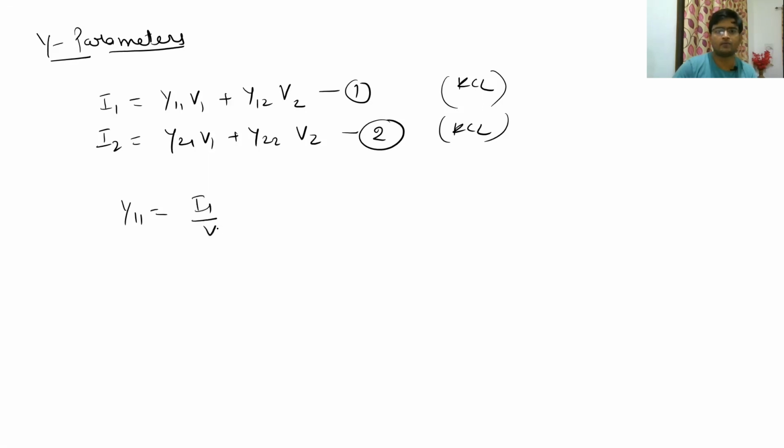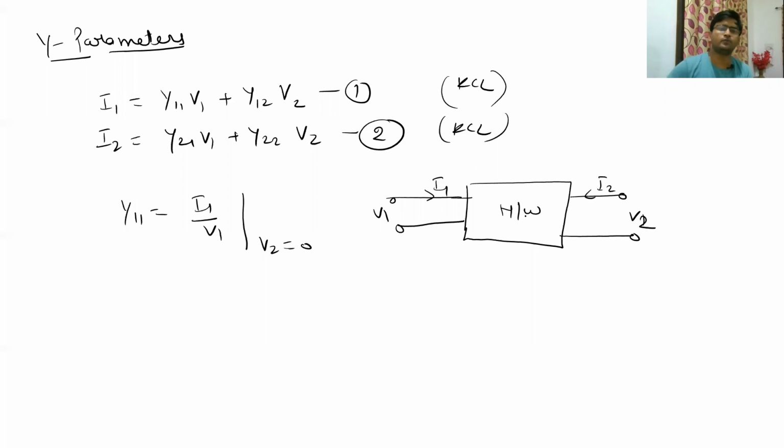Y11 will be I1 upon V1, but when V2 is equal to 0. Making V2 equal to 0, let me draw the basic network before telling you further. As you can see in this circuit, if you want to write Y parameters for it, to find this first parameter Y11, you have to make V2 equal to 0. In order to make V2 equal to 0, you will have to short circuit this terminal, right? A short circuit has a voltage drop of 0 volts. So Y11 is equal to I1 upon V1 when V2 is 0, or the output terminal is short circuited.